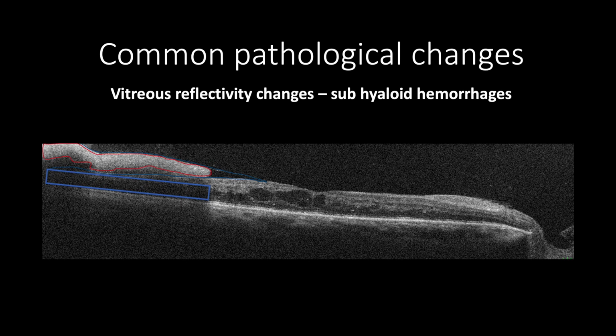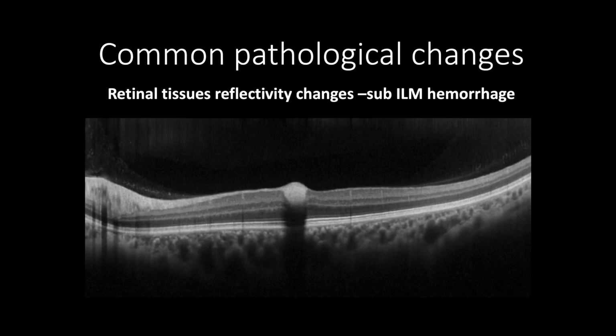This OCT cross-section of proliferative diabetic retinopathy with central diabetic macular edema shows increased central macular thickness and intraretinal cysts. In contrast, the sub-ILM hemorrhage will appear as homogeneous hyperreflective incarceration of blood with a smooth border between the ILM and inner retinal tissue causing its displacement.